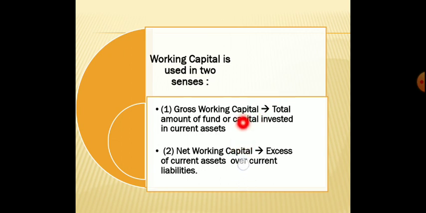Gross working capital is when the total amount is invested in current assets. When there is an excess of current assets over current liabilities, that is net working capital. As we have learned the formula also, net working capital equals current assets minus current liabilities.